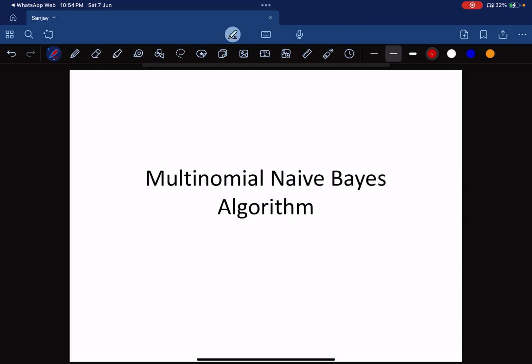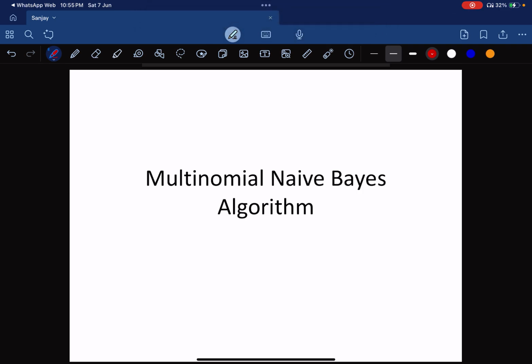Today we are going to see the multinomial naive Bayes algorithm. It is a supervised machine learning algorithm used for classification tasks. It is a type of naive Bayes algorithm, and it works on discrete data, like strings and words.